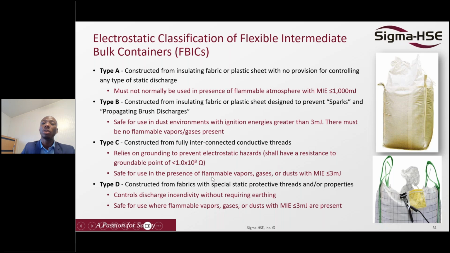And also it can be used in solvent, gas, and dust atmospheres. Type D is always the best option to go with, but it's super expensive, as it is concerned with a special static protective thread property, and you can control any kind of voltage. It can break any voltage. You can use it with material with less energy, in solvent atmosphere areas, and gases.